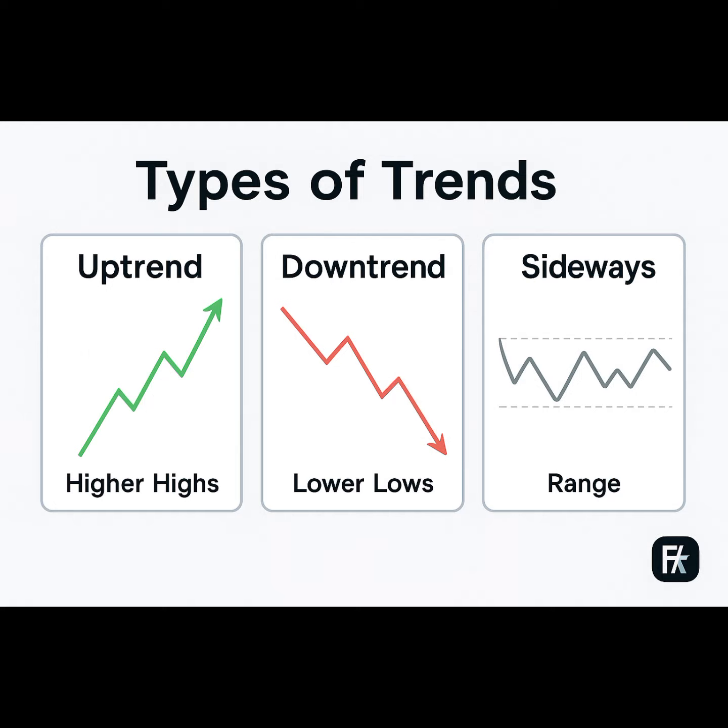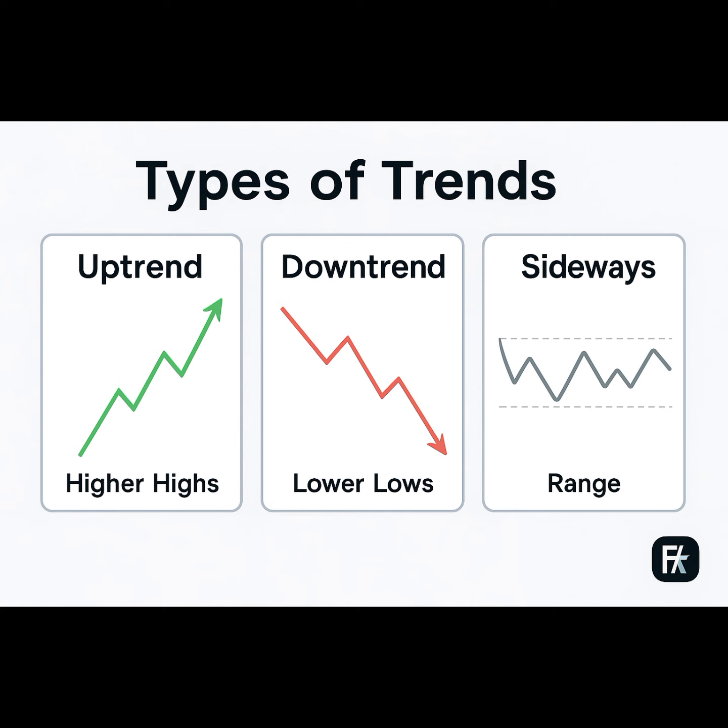A trend is the general direction in which the market is moving. There are three types of trends. 1. Uptrend: higher highs and higher lows. 2. Downtrend: lower highs and lower lows. 3. Sideways trend: price moves in a range, not making new highs or lows.